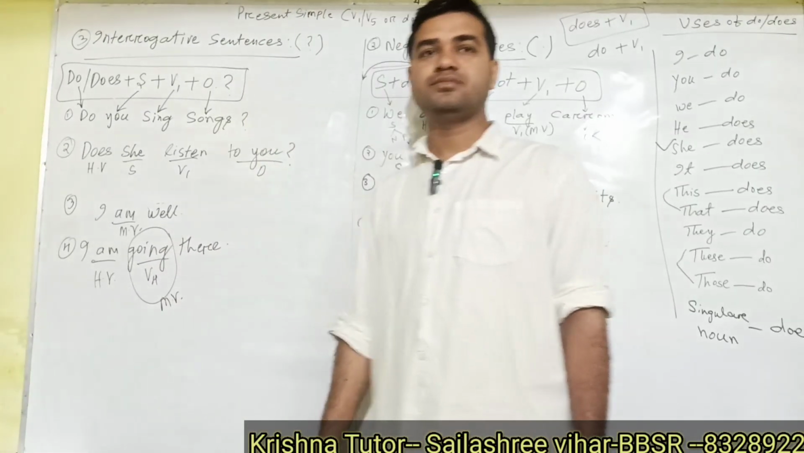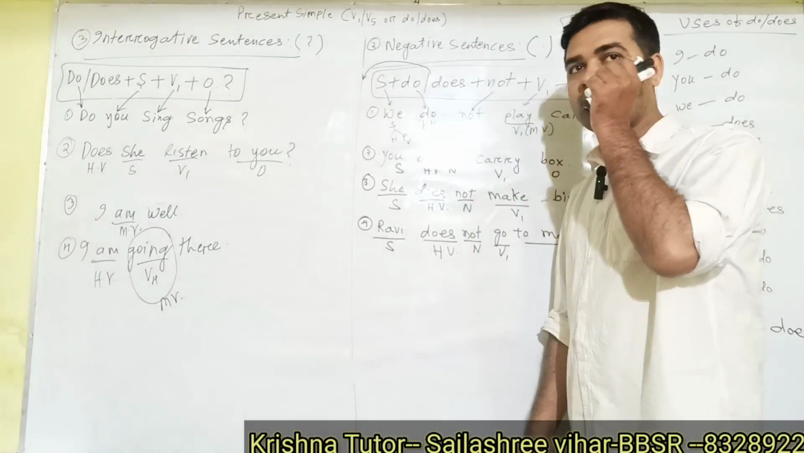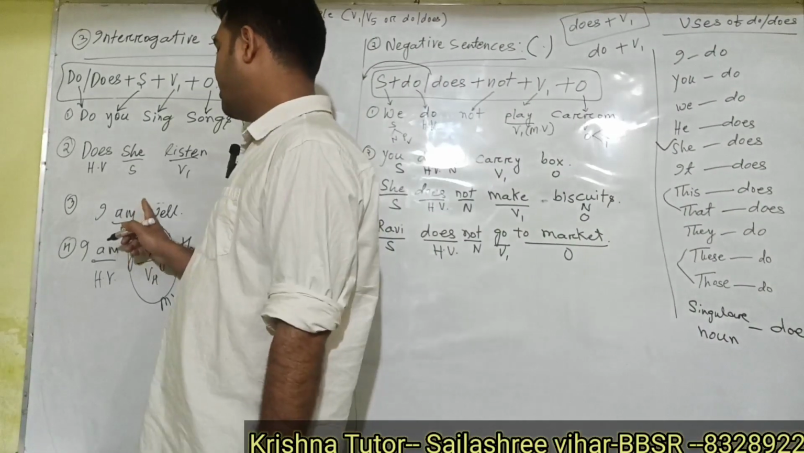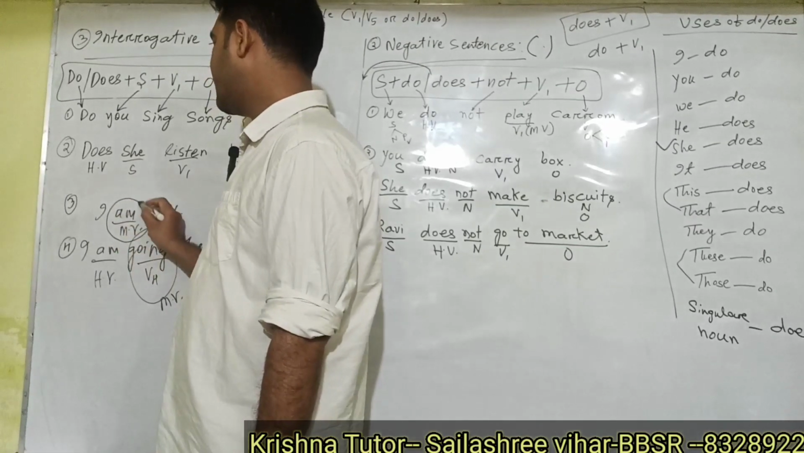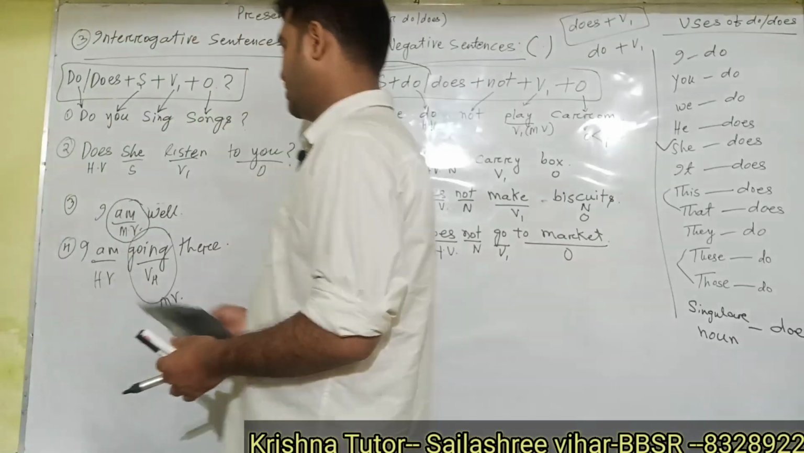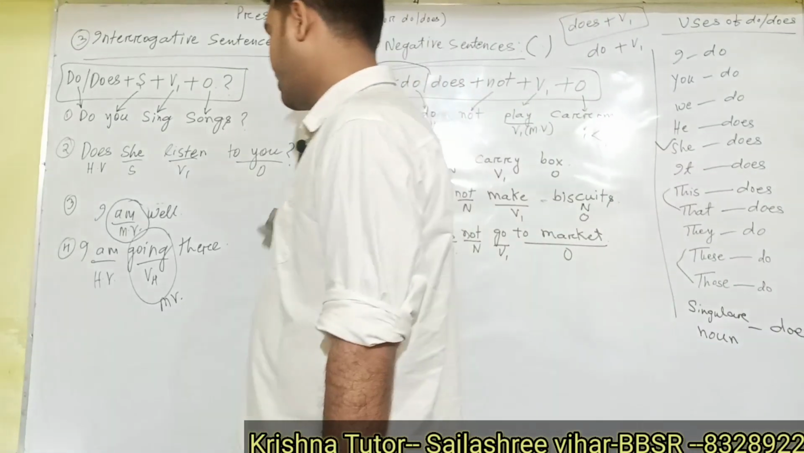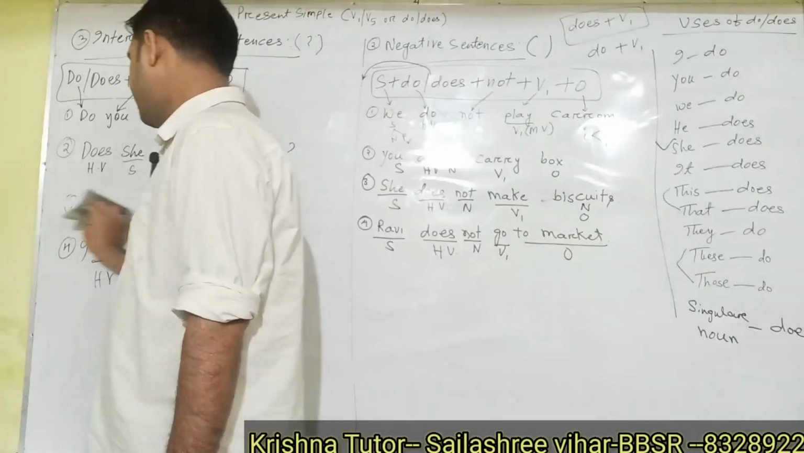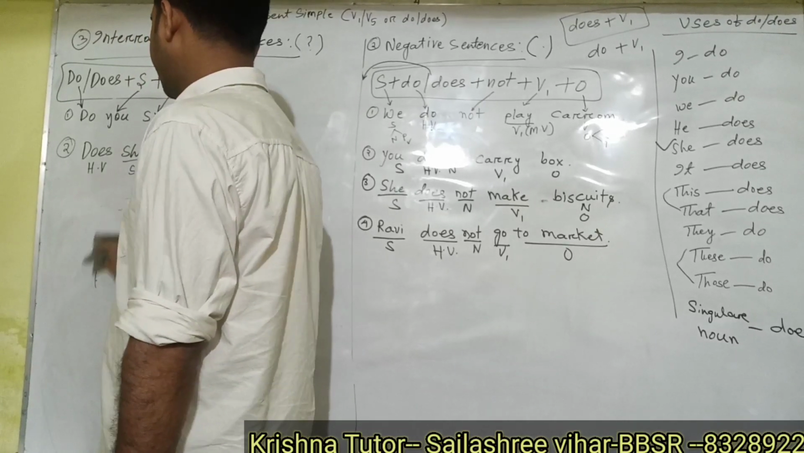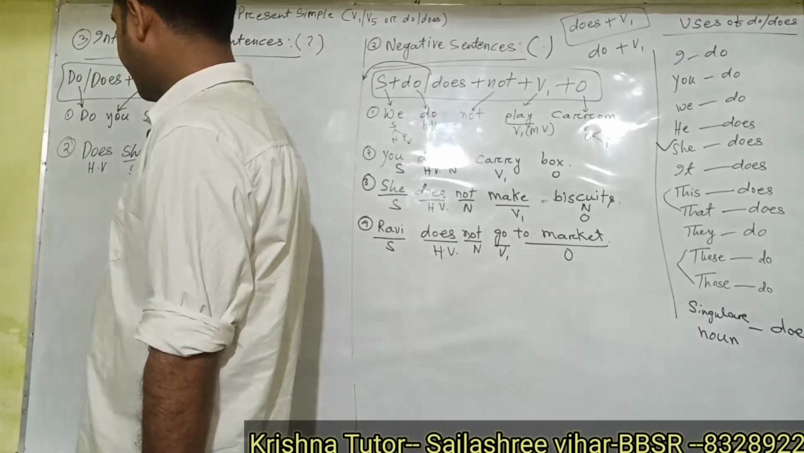So don't get me wrong. Am is acting as a helping verb. Am is also acting as a main verb. If we do not have a main verb in the sentence, in that case, am is a main verb. If we have another verb that is the main verb, then am will act as a helping verb. So as simple as that, do is also acting as a helping verb. Do is also acting as a main verb.